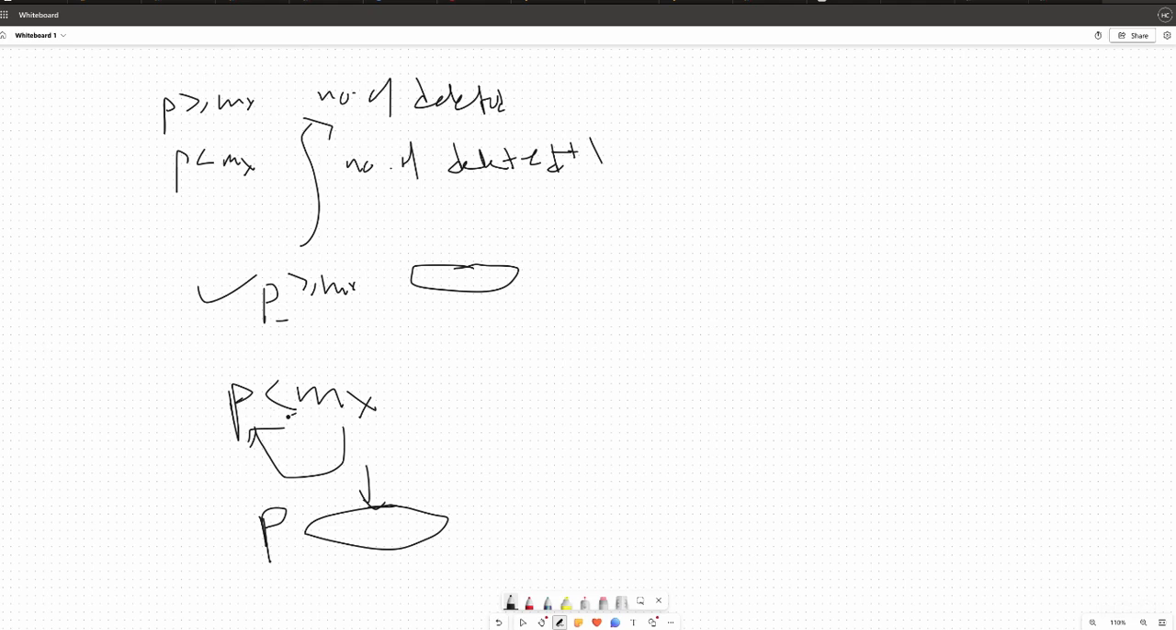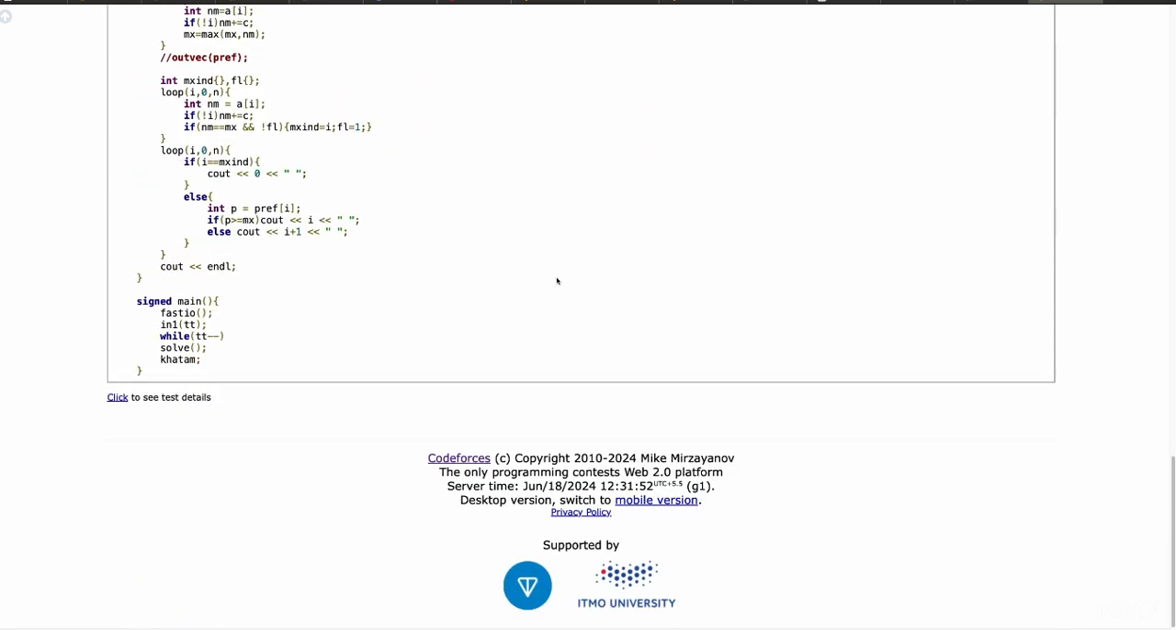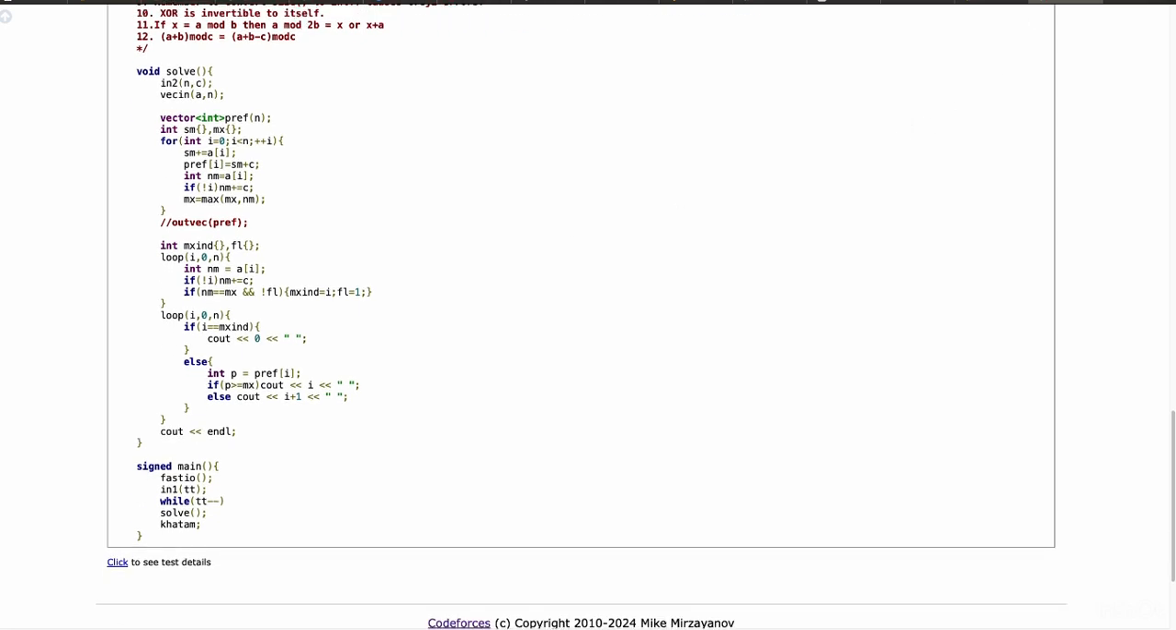If p is less than max, then the max number must be ahead of p, because if it were behind p, the number would have been greater than max. So since it's less than max, max will be ahead of p, and we will delete this max element and add it to p, and the answer will be number of deleted plus 1. So you just think about it, you'll get to the conclusion. So this was the answer to D. It was pretty simple, I think. I could solve it in around 20 minutes. So the logic is pretty simple, and we can solve it this way.